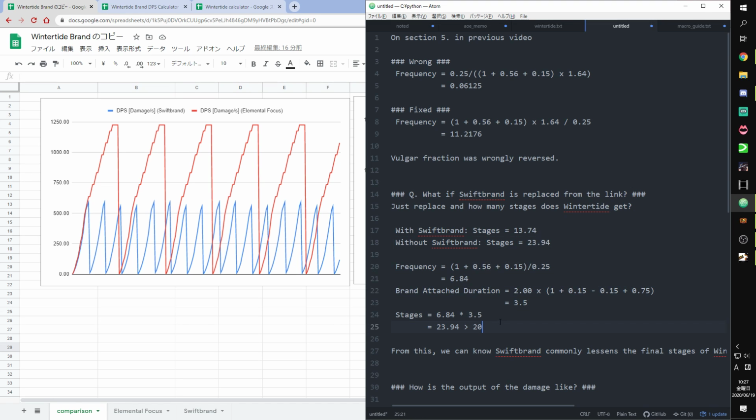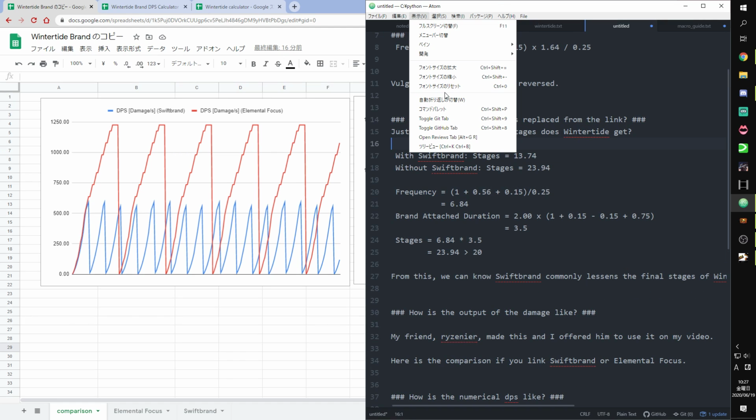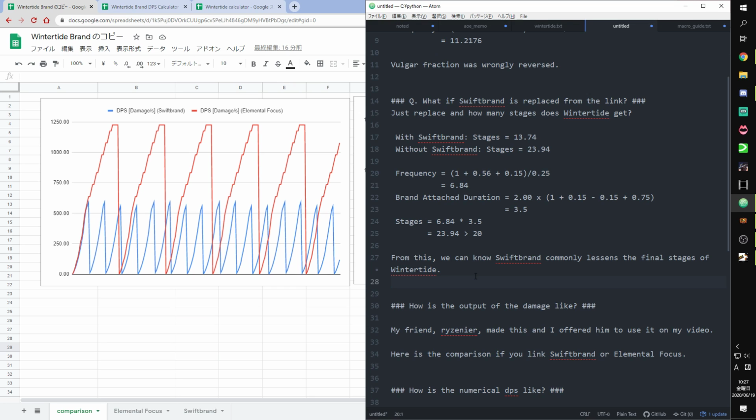The calculation is like this. So from this we can know Swiftbrand commonly lessens the final stages of Wintertide. Then, how is the output of the damage like? Swiftbrand has more activation frequency, so perhaps Swiftbrand can give a higher DPS output.